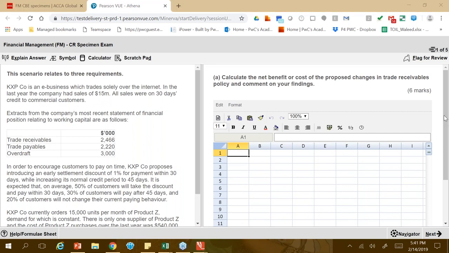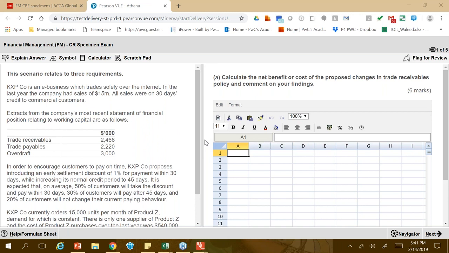So any questions on the scenario here first? The question here is, the discount scheme is for customers who pay within 30 days. Yes, the customers who pay within 30 days will get 1% discount. How do you calculate the current receivable days and sales are for last year?